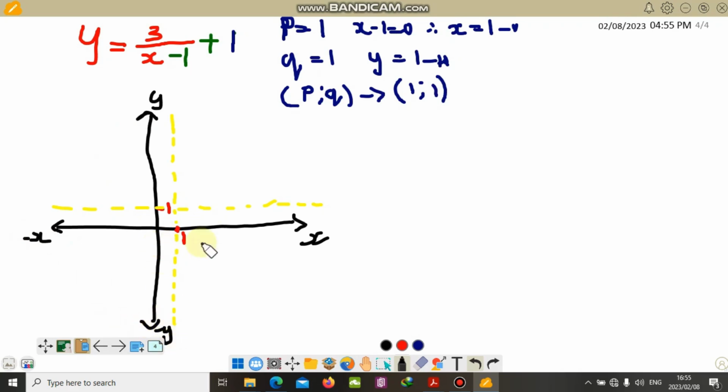y. So this point here, where the asymptotes meet, what is the coordinate there? The coordinate there is P and Q, because it is where the asymptotes meet. So this coordinate is this coordinate here.